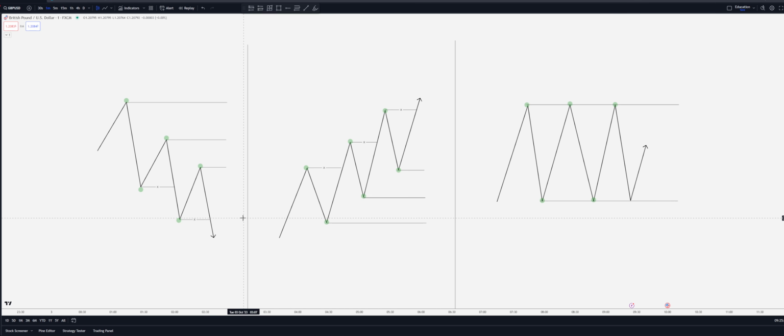I'm not going to delve too deep on draws on liquidity and how to identify them. I'm sure you'll find a lot of value on my YouTube channel about that already.